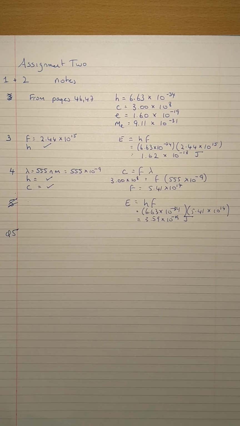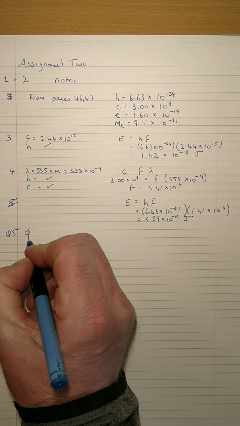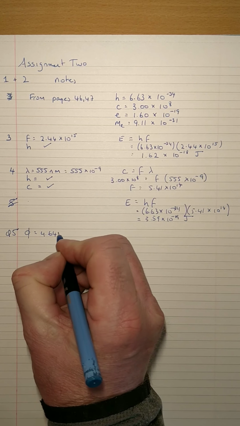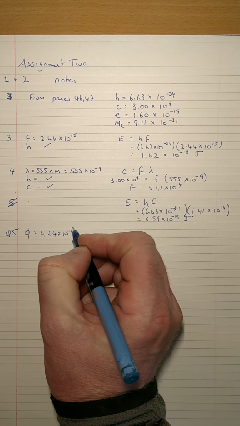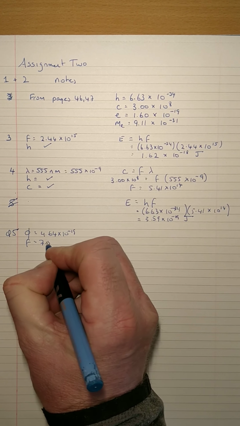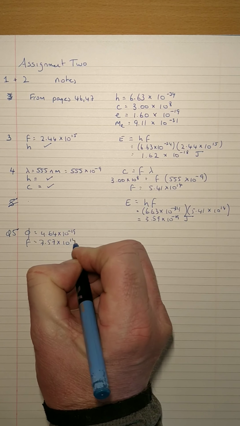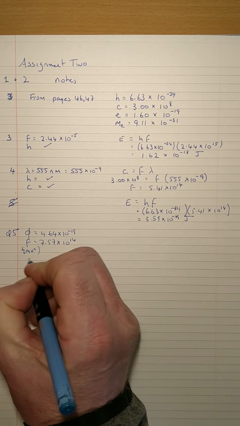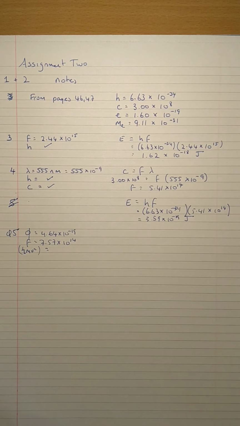Then question 5, 6 and 7 all involve using Einstein's photoelectric equation. So question 5 was the most straightforward, in that you pretty much had everything that you needed. You were given the work function, 4.64 by 10 to the minus 19 in joules, so you're in business. You were given the frequency of the incident light, 7.57 by 10 to the power of 14. You're asked for the kinetic energy, we'll just write that as half mv squared and put it into a bracket. We're just looking for all of that together.